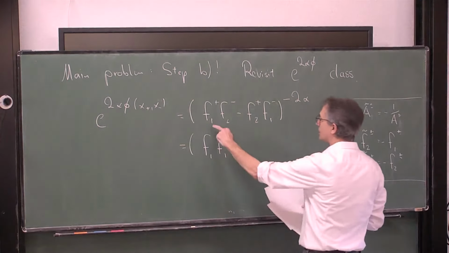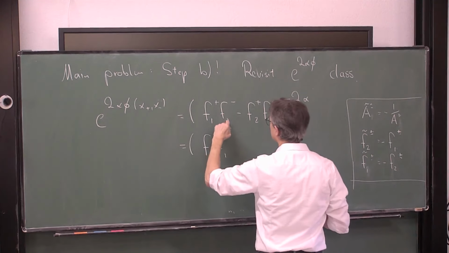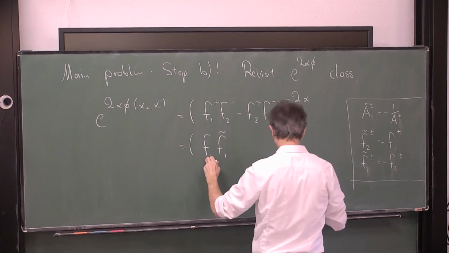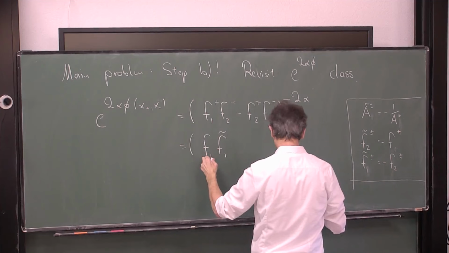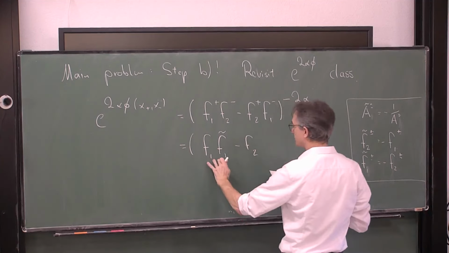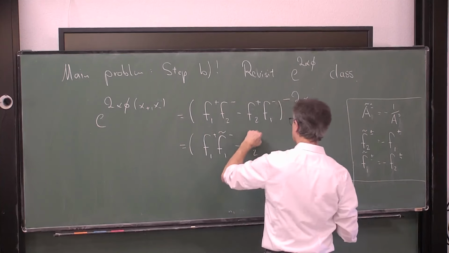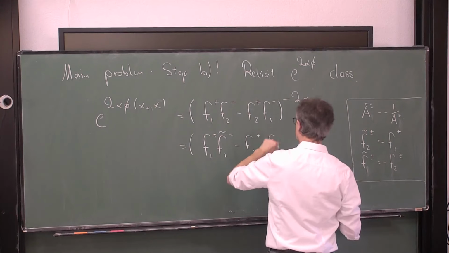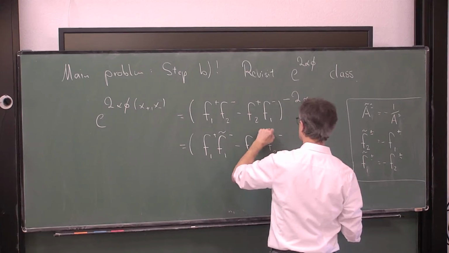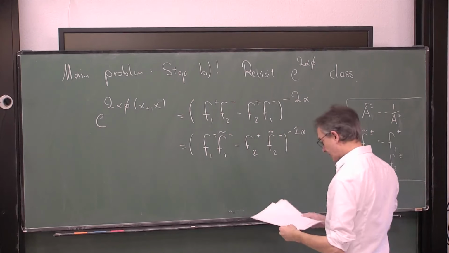The advantage is that one of the ways to write the SO2 invariant form is replaced by another way of doing this, where we have here 1, 1 and 2, 2 respectively, plus, minus, plus, minus. Nothing has happened, right?